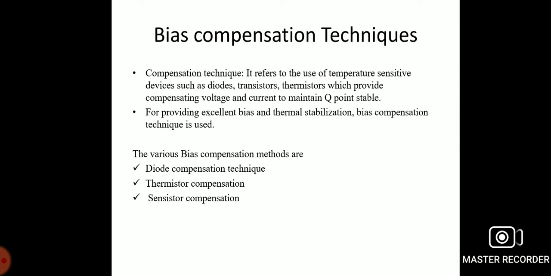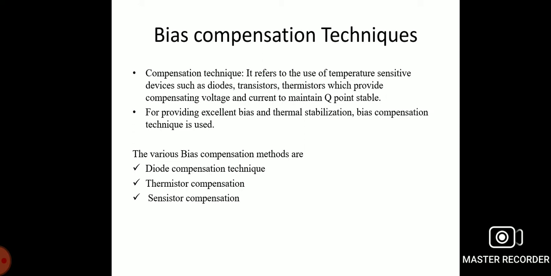Now, today we are going to discuss the compensation techniques, that is, bias compensation techniques. What are the compensation techniques we need for BJT configurations? Here it is temperature compensation and also leakage current compensation. With these compensation techniques, we improve the stability factor of the BJT configurations.